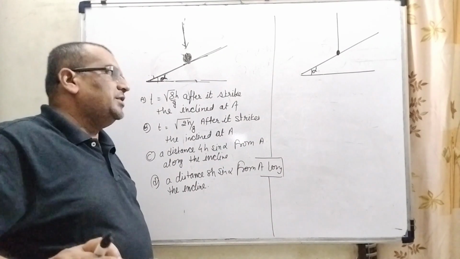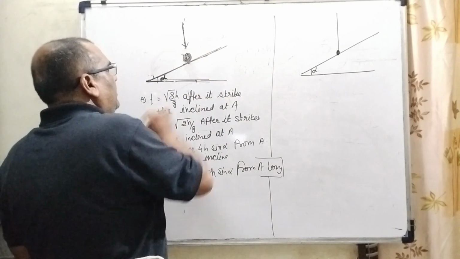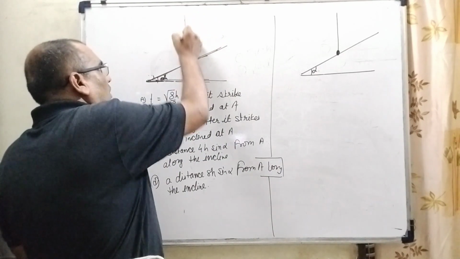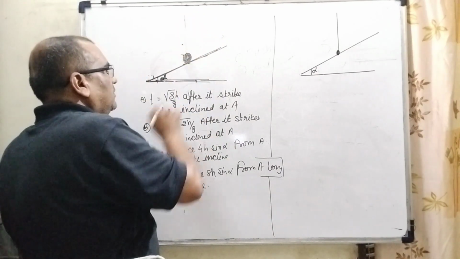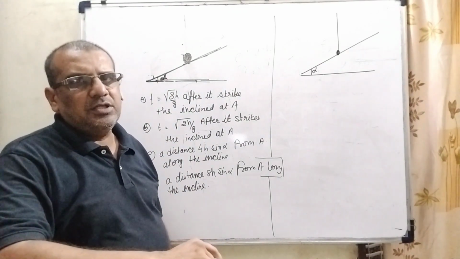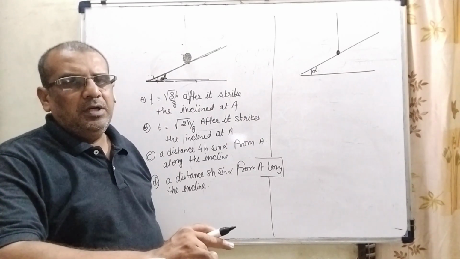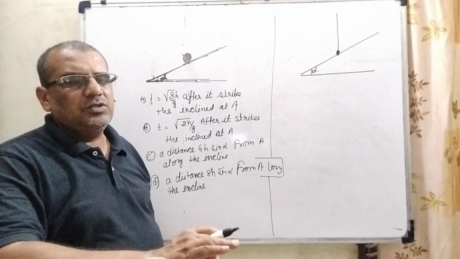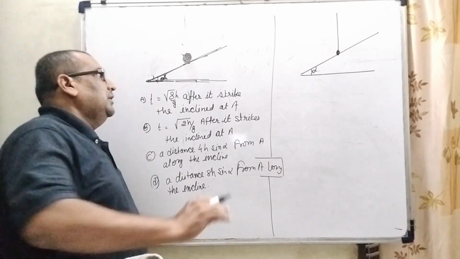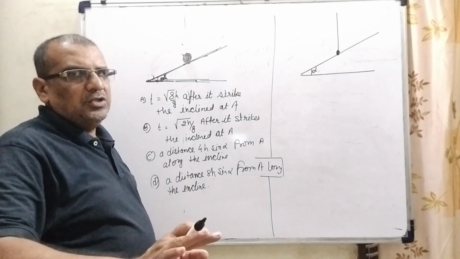Now first of all, we have to understand what the question says. Here we have an inclined plane making angle alpha with the horizontal, and a ball striking on this inclined plane, and this collision is perfectly elastic. What does it mean? Elastic collision and inelastic collision. Elastic collision means both kinetic energy and momentum are conserved. In an inelastic collision, only momentum is conserved, but kinetic energy is not conserved. So here we are given that this collision is perfectly elastic. It means its speed is not changed.